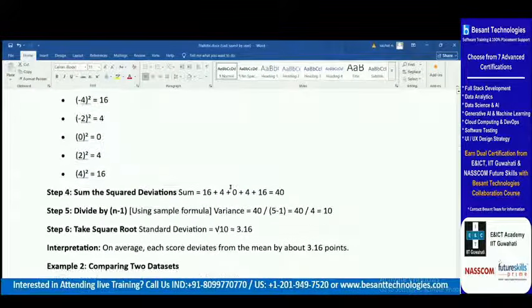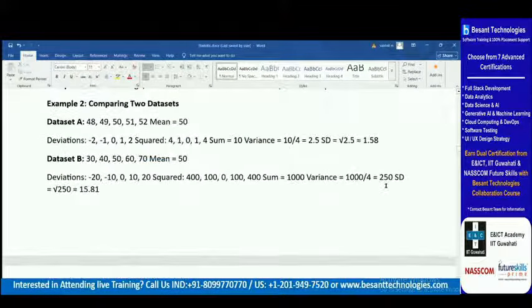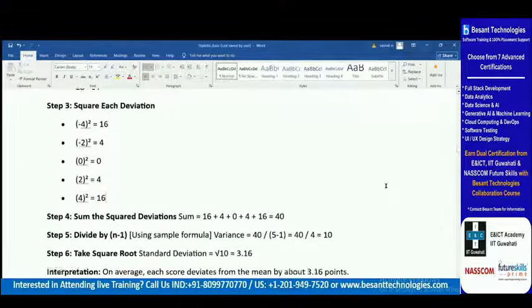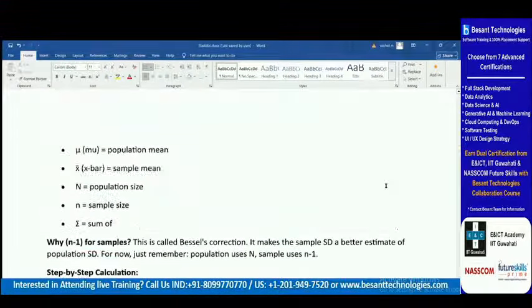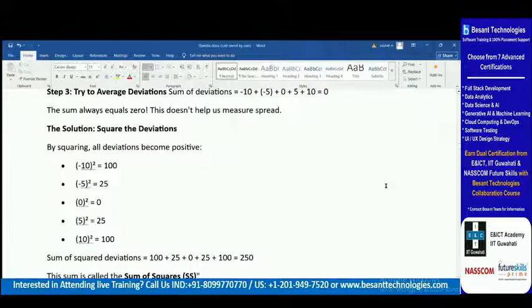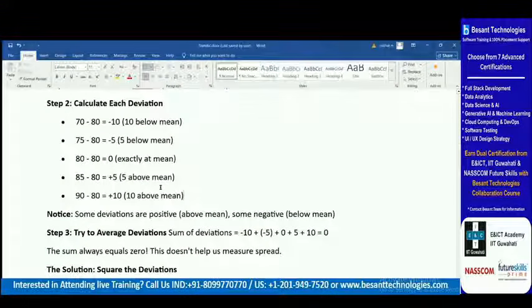I've taken one more example and evaluated it for you. If you want, you can go through it. Is the average deviation always zero, or some other value? For this example, it is zero. For this one, it is also zero.